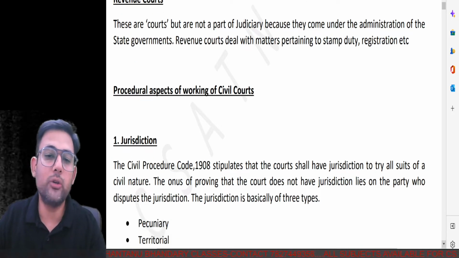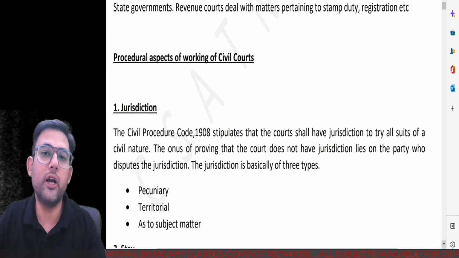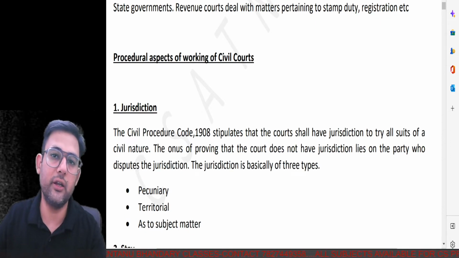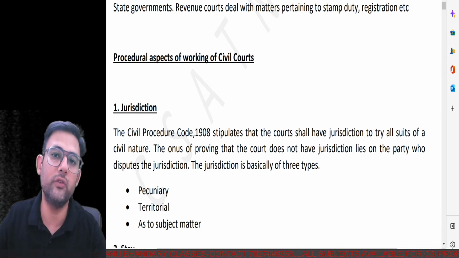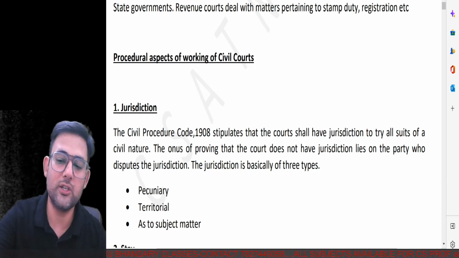Now we'll talk about the process of the civil court, how a case gets started, how it goes forward, and finally what the judgment is and how it is executed. All of these things have been divided into various stages. The first one is called jurisdiction.